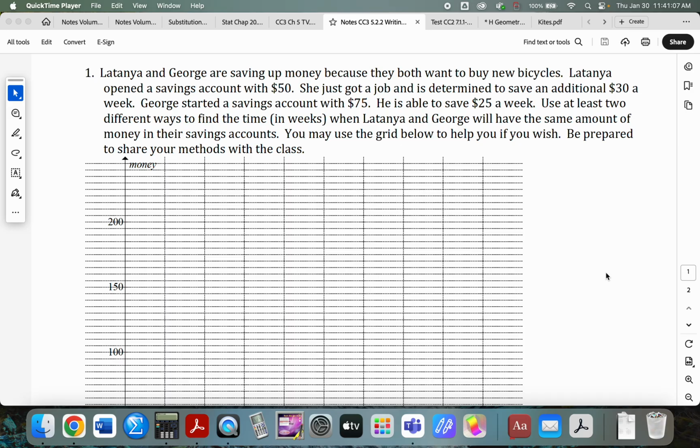Use at least two different ways to find the time in weeks when Latanya and George will have the same amount of money in their savings account. You can use the grid, but that's not the only way. Was anyone able to find when these two had the same amount of money in their savings account and be willing to explain to us how you got that answer?